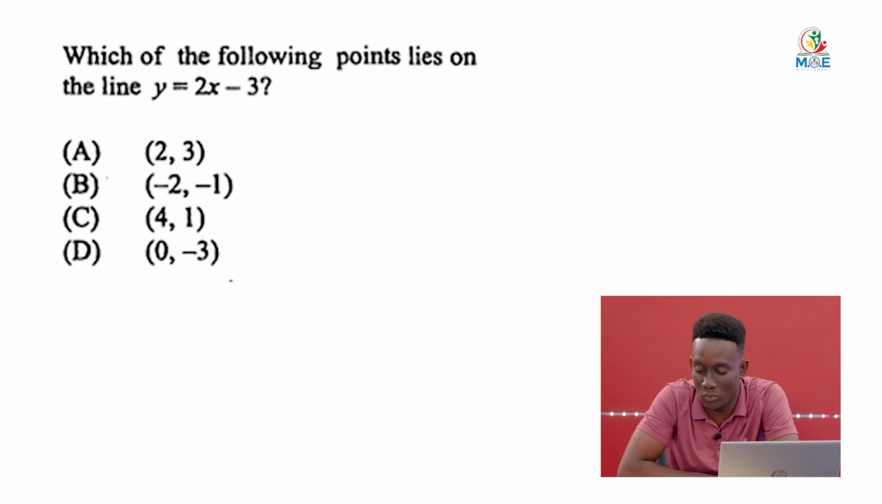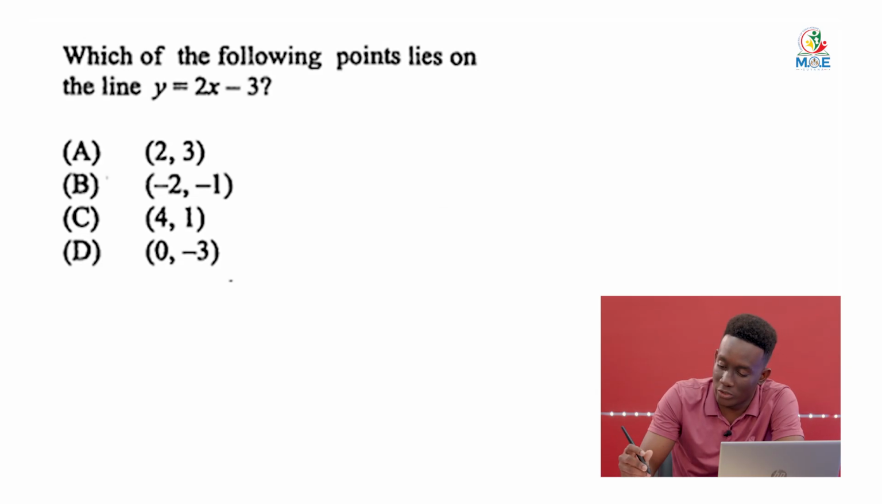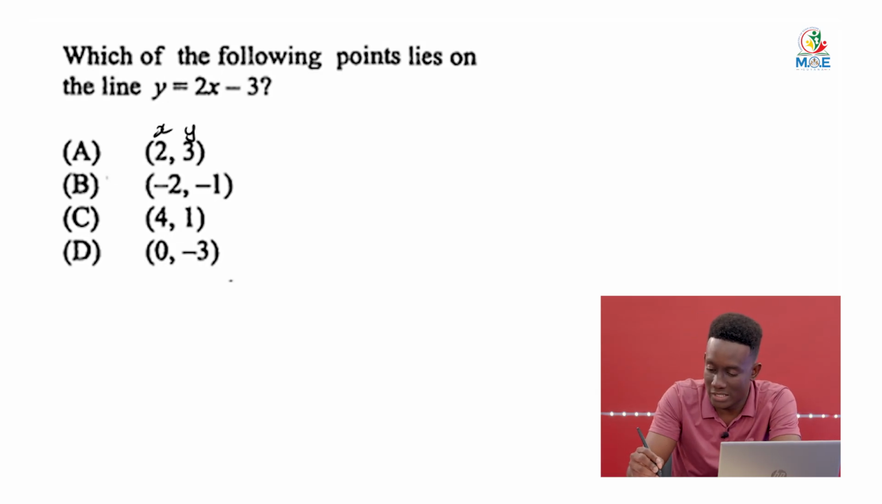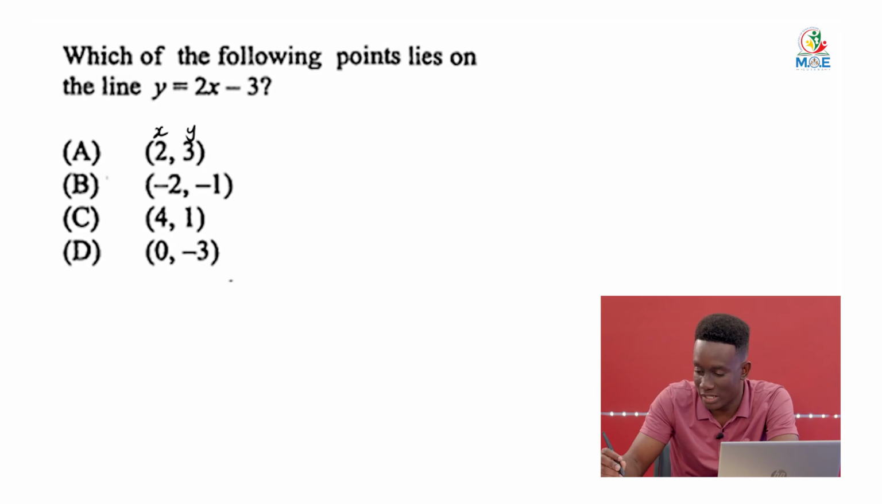The next question says, which of the following points lie on the line y equals 2x minus 3? We want to know which one of the points lie on that line. To figure this out, we'll do some substitution. Let's try substituting the first one, (2, 3). This is x and this will be y because it's a coordinate, it's a point. So instead of y equals 2x minus 3, we'll have 3 equals 2 times 2 minus 3. So 3 is equal to 2 twos, 4, minus 3 is equal to 1.